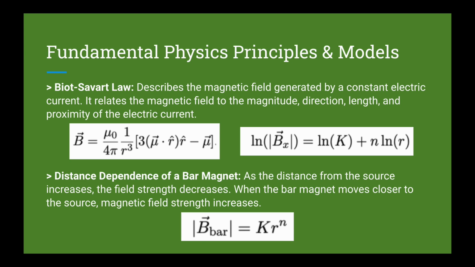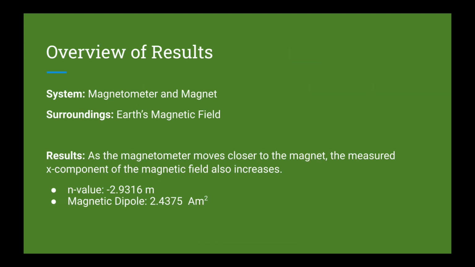The distance dependence of a bar magnet states that as the distance from the source increases, the field strength decreases. Conversely, when the magnetometer moves closer to the source, the magnetic field strength increases. This is shown by the equation that the magnitude of the magnetic field of the bar magnet is equivalent to capital K times r to the n.